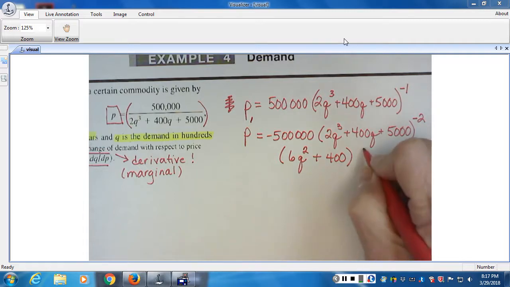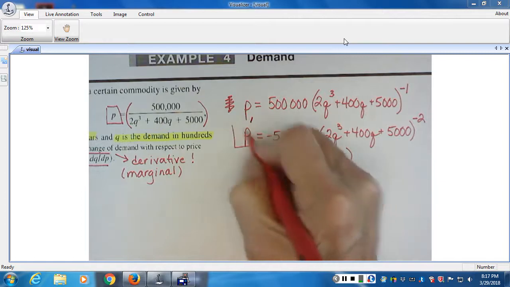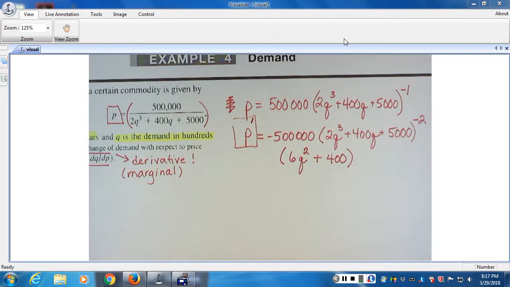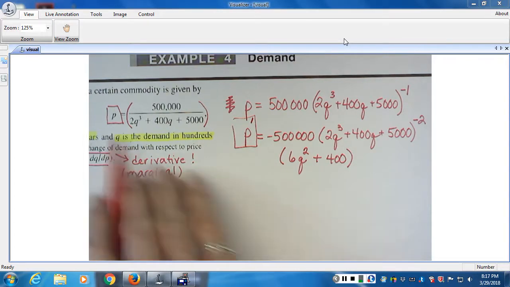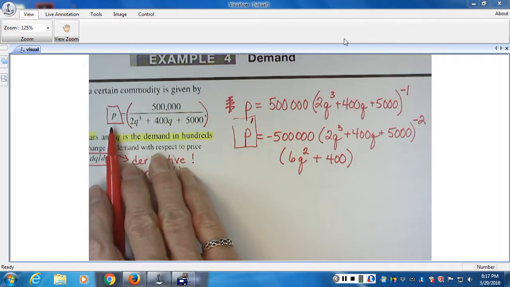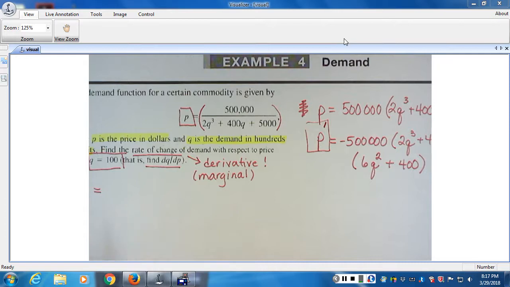So then this would be dq dp, or P prime. Okay, that's what P prime is equal to. Well, you've got to differentiate the whole equation, because this is not solved for Q, it's solved for P. So that's why in the original part of it I said, remember, the derivative of P is going to be 1. And that's going to be equal to this.